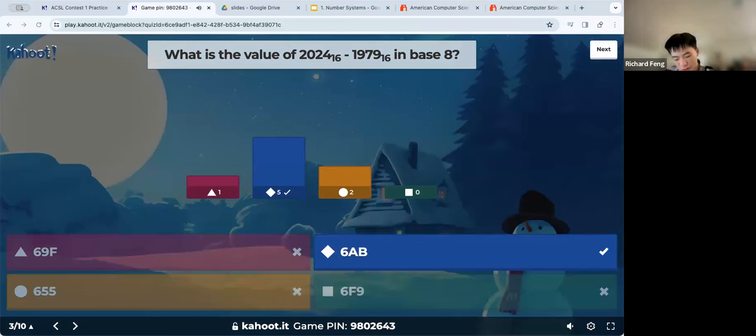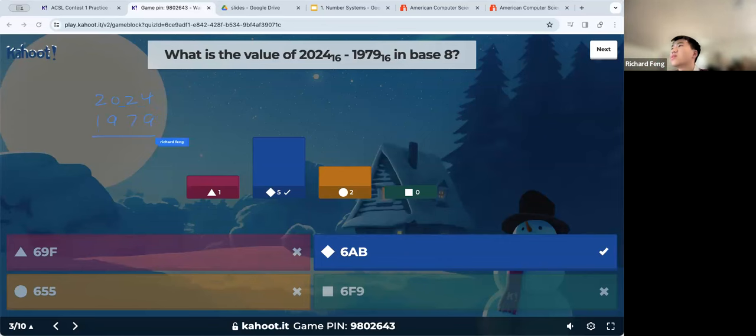Okay, so the answer for this one was 6AB. Seems like most of you got it right. But I'll go over the subtraction. I won't convert to base 10 this time. That should be pretty easy.